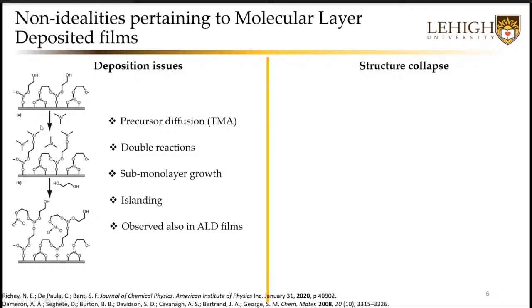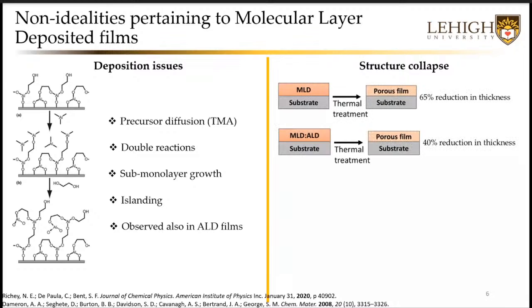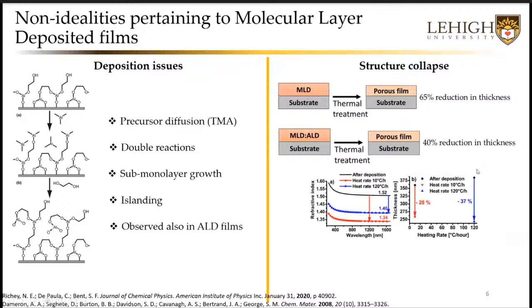So what you do is you deposit a few MLD and ALD cycles. So when you do ALD after every few MLD cycles, that is, just introduce water instead of ethylene glycol after every few cycles, you can see that you'll still get a porous film because the majority is MLD and it has organics in it, but the thickness reduction decreases to 40 from 65. So there is a 25% reduction in thickness. This is seen in literature. So this is also by changing the heating rate.